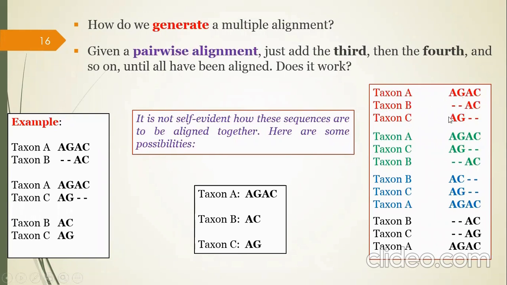So if we align these three sequences, this is one of the possibilities. This is the second possibility. It can align like this one. It can align like this one. It can align like this one. So these are the different possibilities that can work in multiple sequence alignment. And we can't say which one is correct unless we know the history and the relationship between these taxa actually.